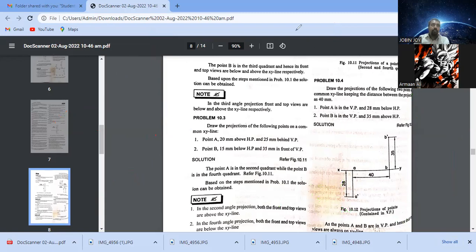Problem 10.4. Draw the projections of the following 2 points on a common XY line, keeping the distance between the projectors as 40 mm.